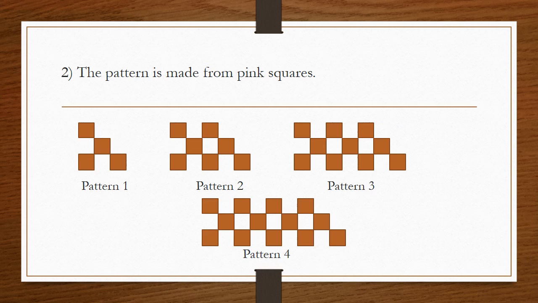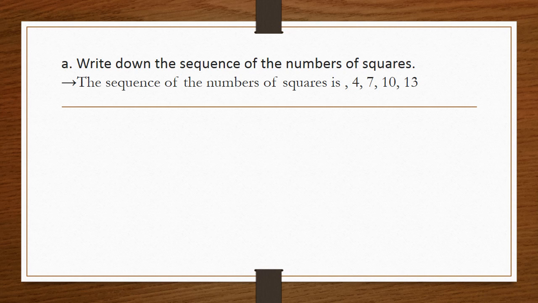So now let's see the question. They have asked us the first question, that is, write down the sequence of numbers of squares. Now we have counted the number of squares in each pattern. So from that we can say the sequence of the number of squares is 4, 7, 10 and 13. In the first pattern there are 4 squares, then in the second pattern there are 7 squares, then in the third pattern there are 10 squares, and in the fourth pattern there are 13 squares.